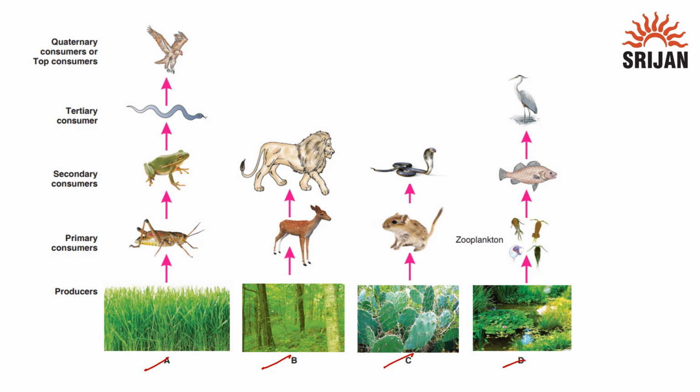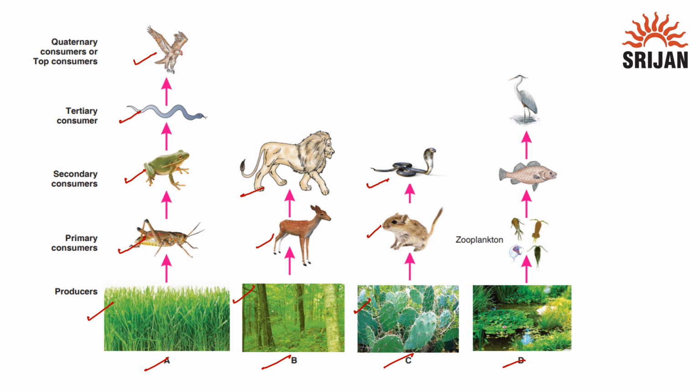and D. In food chain A we have five trophic levels, that is producer, primary consumer, secondary consumer, tertiary consumer and quaternary consumer or top consumer. So here we can observe that five trophic levels are present. Whereas in food chains B and C, we can see that only three trophic levels are present. Here also, three trophic levels are present.